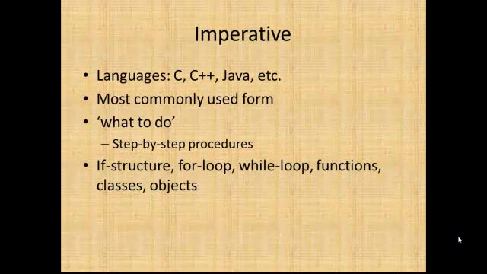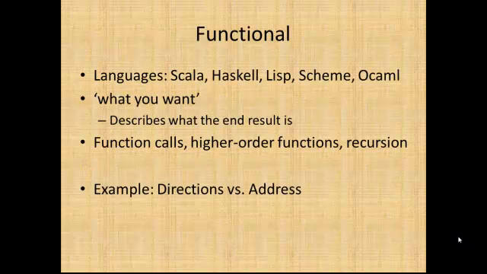First, we'll start off with the imperative side. This is the most commonly used form of programming languages, and such languages include C, C++, Java, etc. These languages all prescribe what to do for the computer. They use step-by-step procedures that tell the computer exactly what steps to take to get to the end result. In order to do this, such programs use if structures, for loops, while loops, functions, classes, and objects.